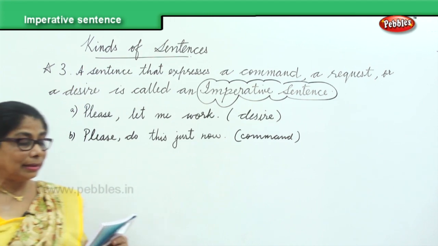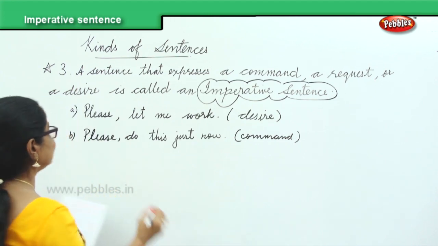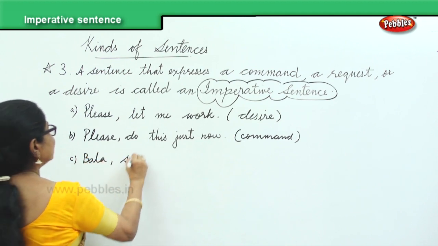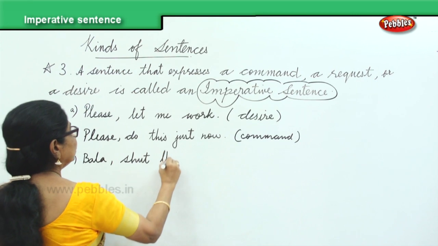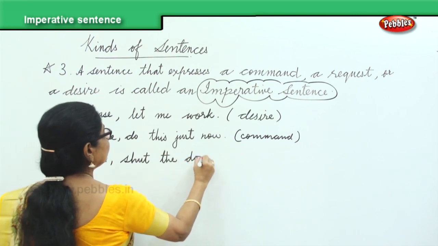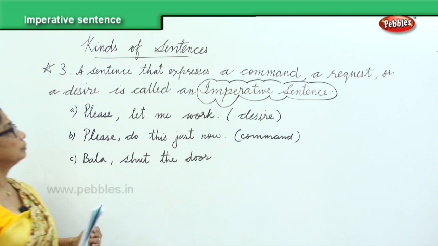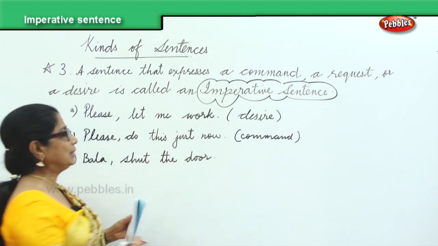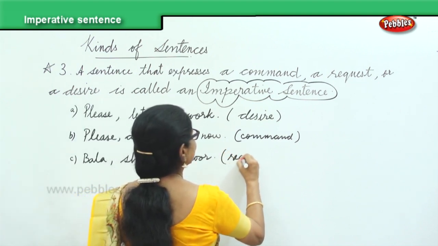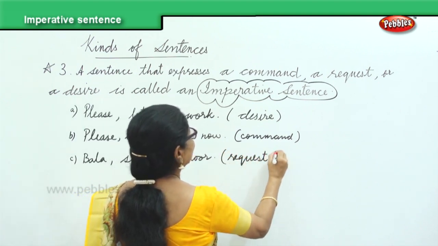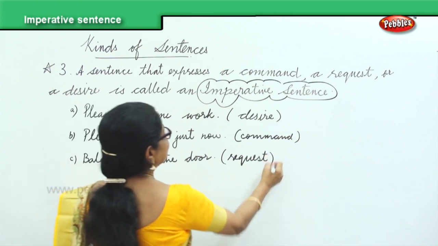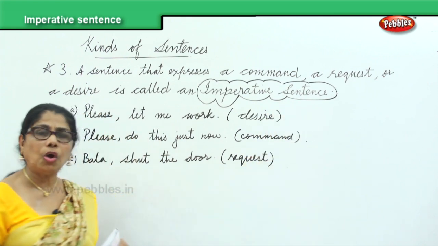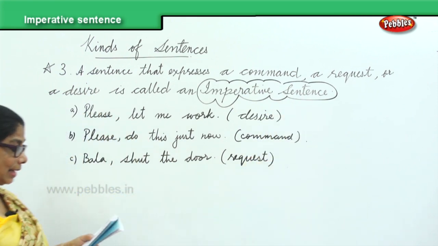Another sentence, Bala, shut the door. What is that? Shut the door. Asking you to, requesting, shut the door. Request. So, request. A sentence that expresses a command, a request, or a desire, we call this an imperative sentence.